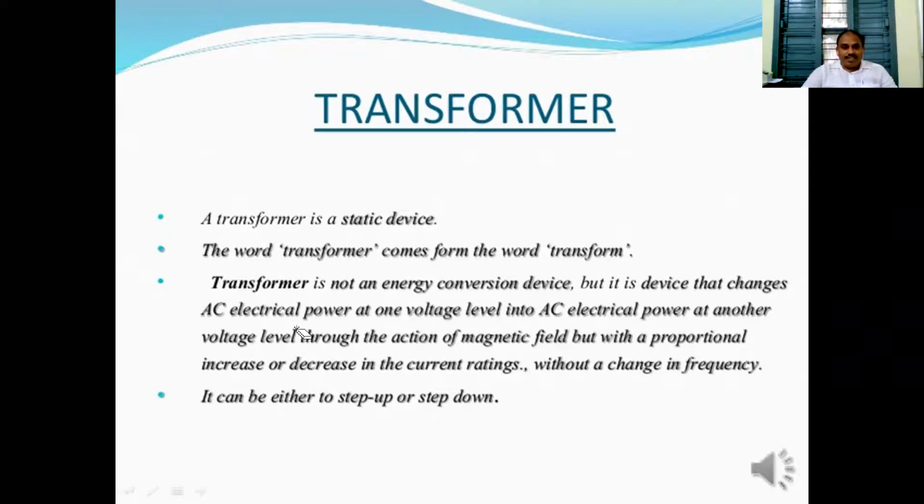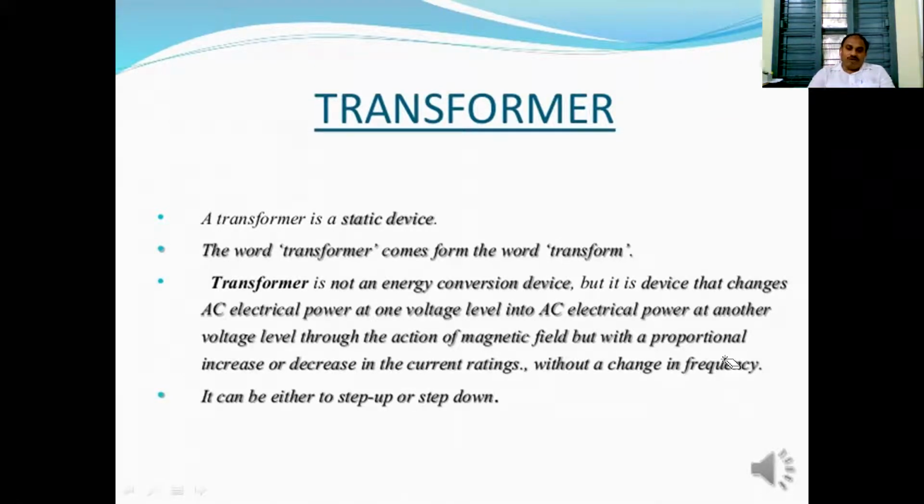But it changes AC electrical power at one voltage level to AC electrical power at another voltage level through the action of a magnetic field, that is mutual induction between the two coils, primary coil and secondary coil. Simultaneously current values also change with respect to voltage without changing frequency. Without changing frequency means if you give 50 Hz frequency to the primary, the secondary also has the same frequency. Frequency does not change. It can be either a step-up or step-down transformer.